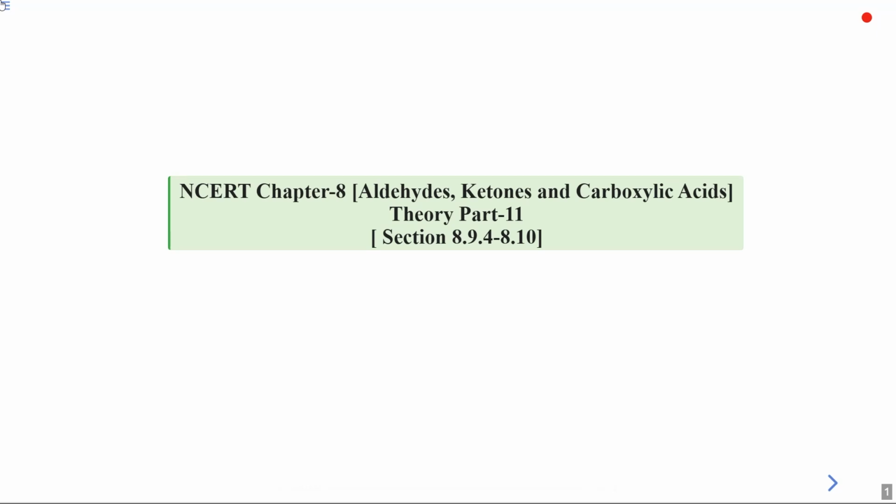Hello students. So today we will continue our NCERT chapter 8, which is aldehydes, ketones and carboxylic acids. Today is theory part 11 and the sections which we will cover today are 8.9.4 to 8.10.